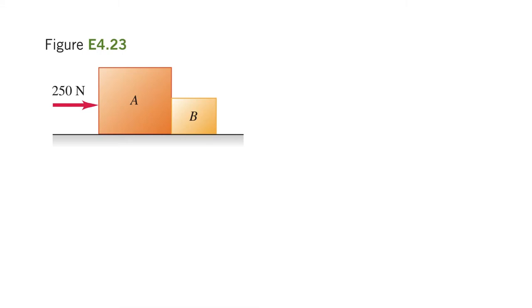The next question I'm going to be doing for you guys is question 23. It says boxes A and B are in contact on a horizontal frictionless surface. Box A has a mass of 20 kilograms. I'm going to go ahead and notate that on the picture: 20 kilograms, and box B has a mass of 5 kilograms. There we go. A horizontal force of 250 newtons is exerted on box A. What is the magnitude of the force that box A exerts on box B?